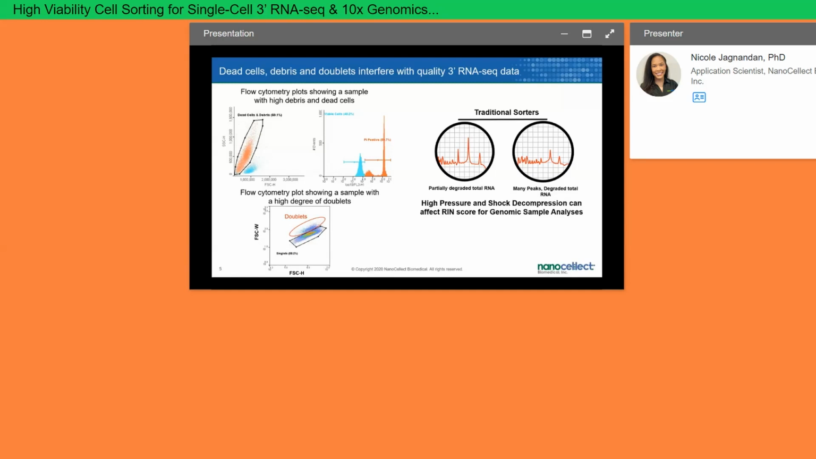because of that high pressure and shock decompression, you can really get a lot of partially degraded total RNA or many peaks of completely degraded total RNA, which really will have an effect on the quality of your sequencing data set.